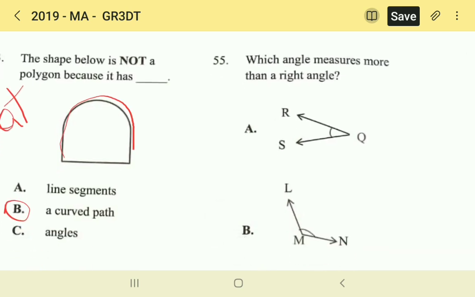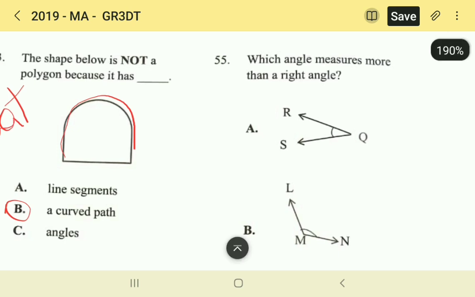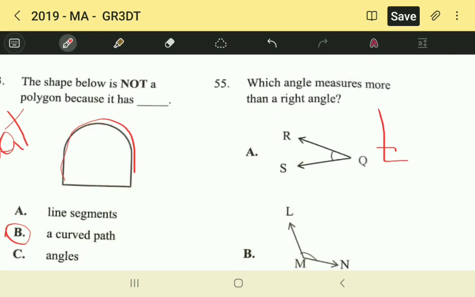Which angle measures more than 90? Or which is more than a right angle? A right angle will measure 90 degrees. It's like a perfect L shape in the corner. Can be turned in any direction. Now if this is a 90, anything bending beyond here would be more than 90. If it comes in here, it's closing it down, so it would be less than 90. Same thing for this. Anything that comes bending backwards, more than 90. If it closes in, less than 90.